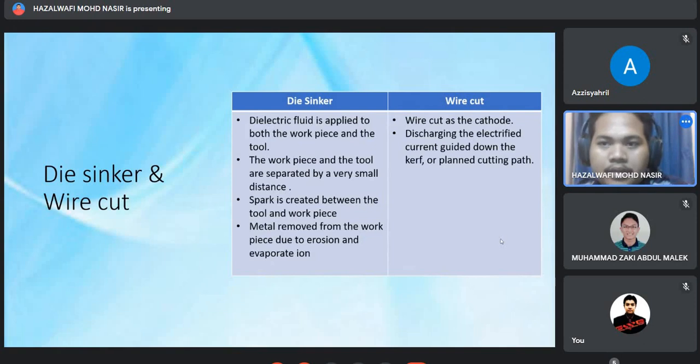Second is wire cut. It's a little bit different from the die sinker because we use wire as the cathode. The wire discharges the electric current, guided down the curve and plane cutting path.